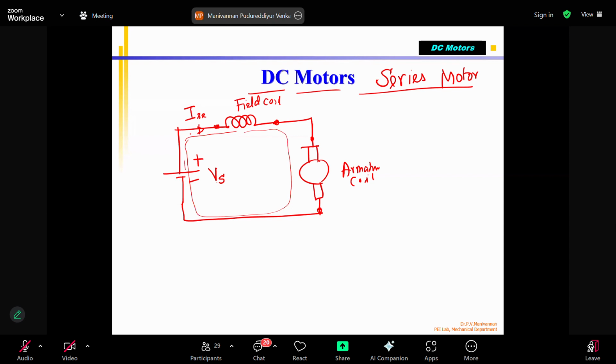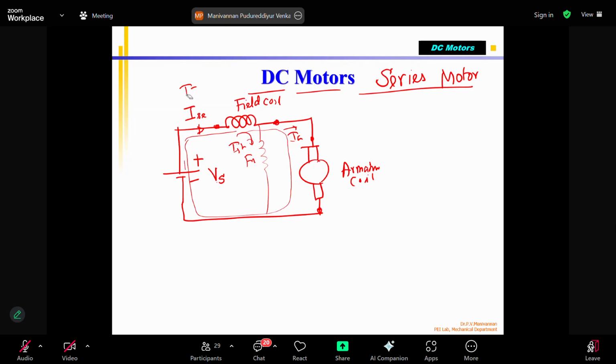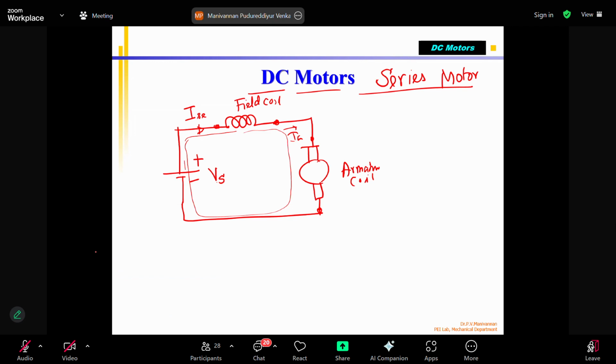In the previous case, you know that this coil was here, right? So one current was going. This was the field coil, and there's an armature coil. This is IA. This was I shunt. We said I shunt, and this became IT. But now, since both the coils are connected in series, this is not there. This is the configuration. So the current goes inside. This is called a series motor. Right? The DC series motor is this.